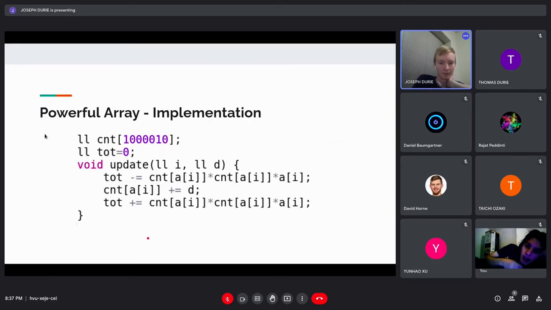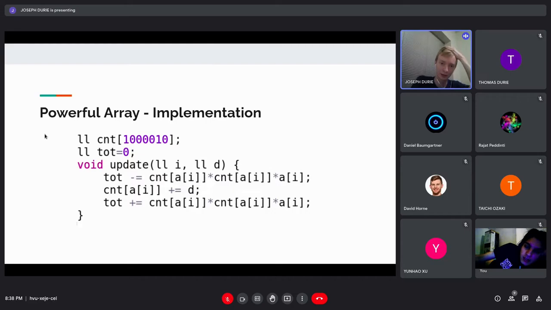So what that's going to look like is we have this count array, where count[i] is just the number of occurrences of i in the current subarray. And then if we want to update index i with d, where again d is 1 or negative 1, first, we want to subtract out the power of a[i], right? Because total is going to maintain the sum of the powers of the elements. So we want to subtract out the old power, because count is now outdated. So we want to subtract out this value, which is the current power of a[i]. We want to update the count, and we want to add the new power back.